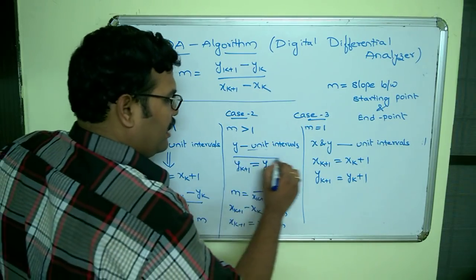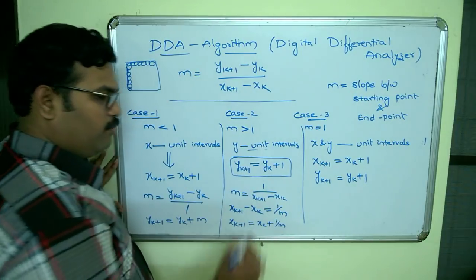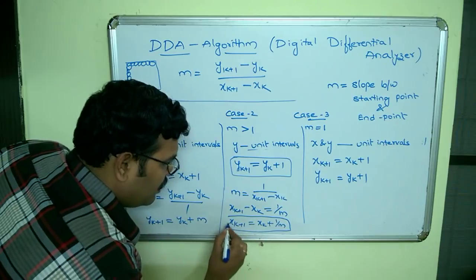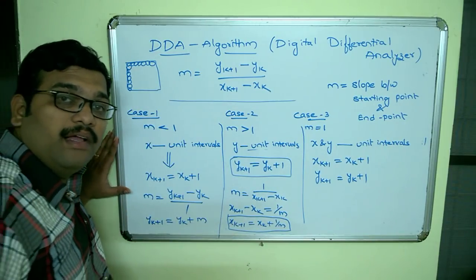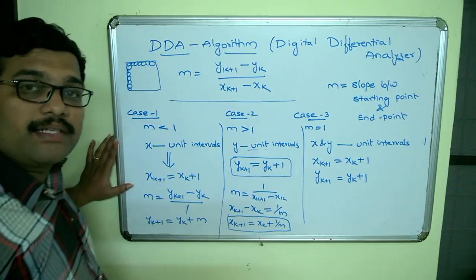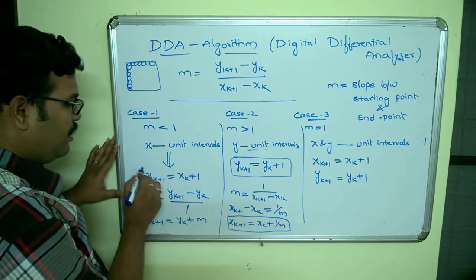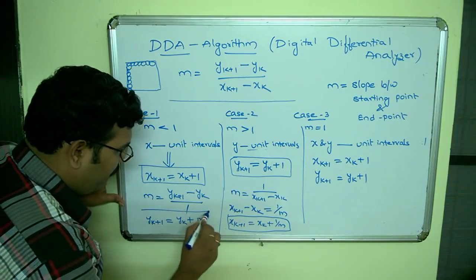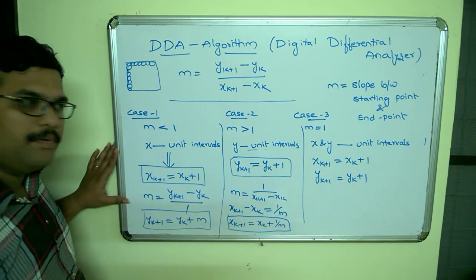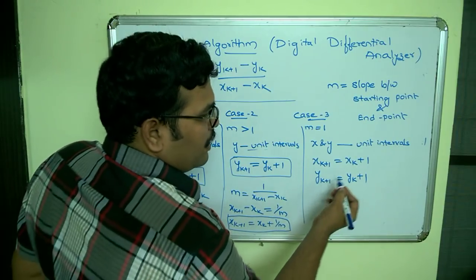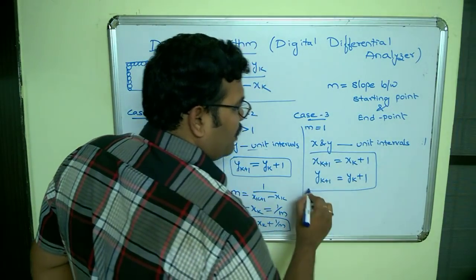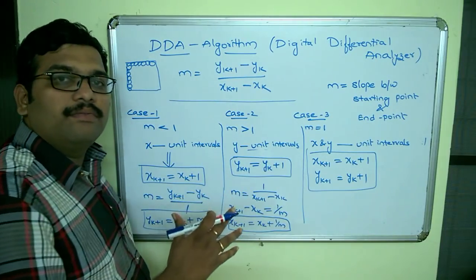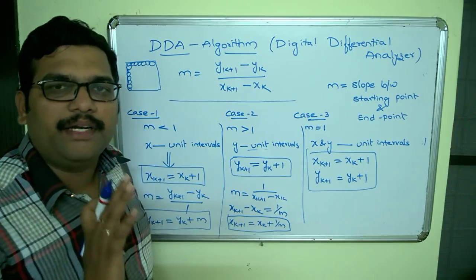So y coordinate changes in unit intervals and x coordinate changes with 1 by m of the previous x coordinate. Here the x coordinate will be unit interval and y coordinate will change with the slope. Here the coordinates are xk plus 1, yk plus 1. So based upon these formulas, we will find out all the intermediate points.